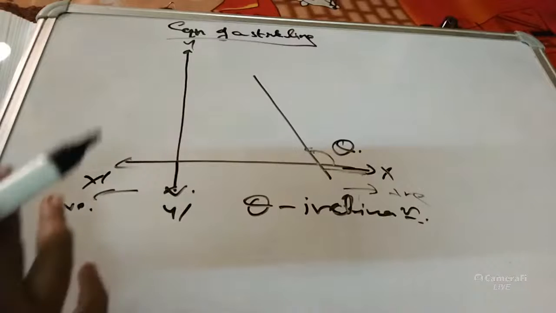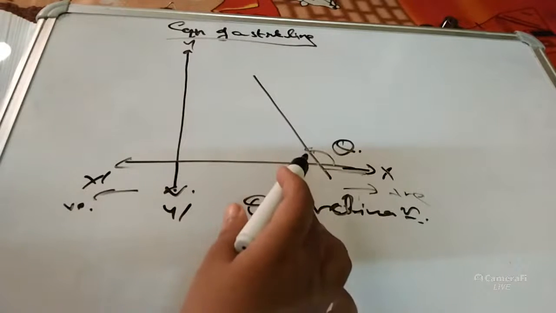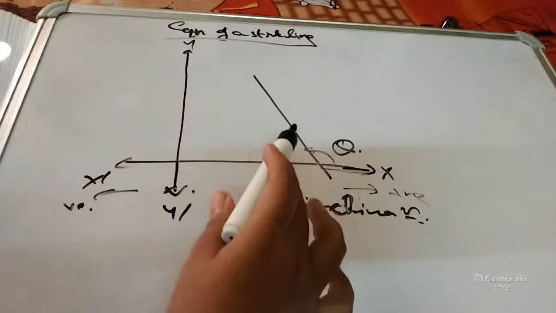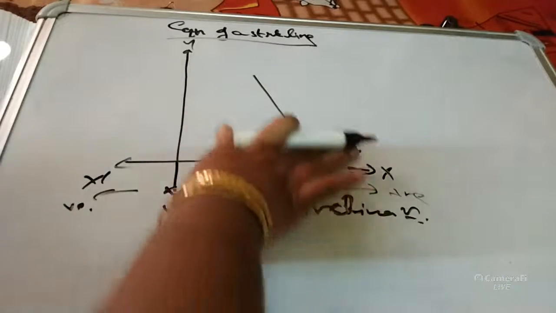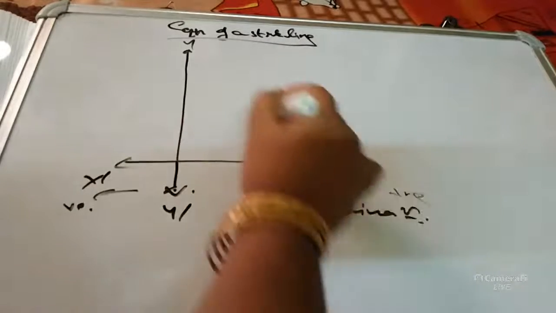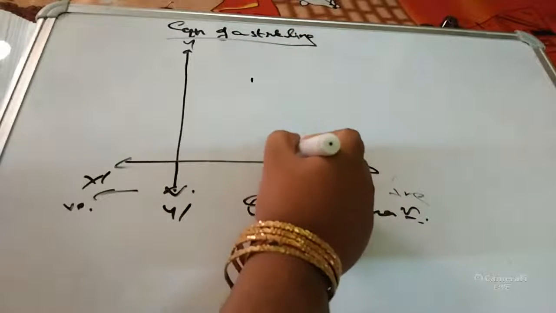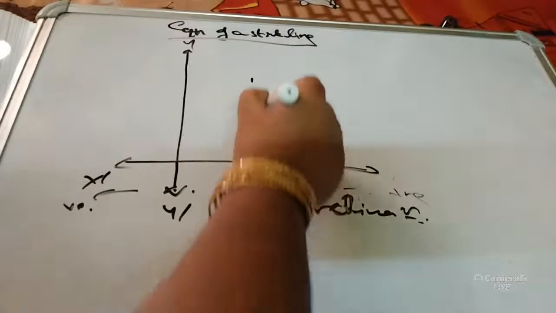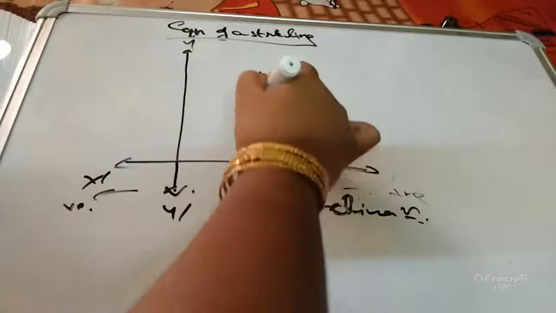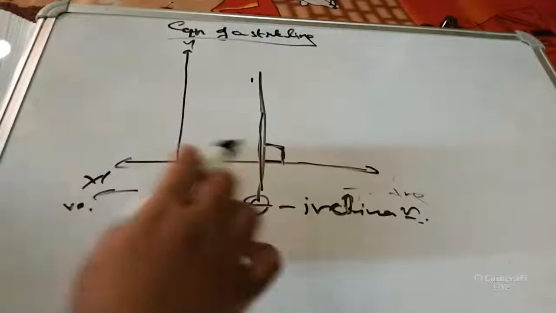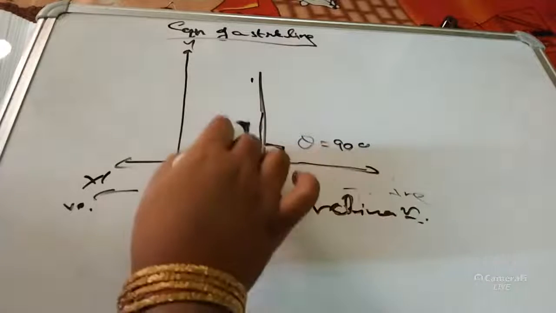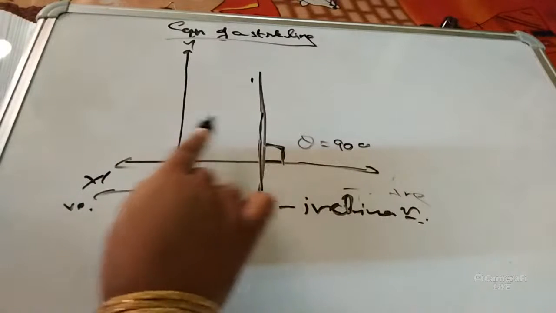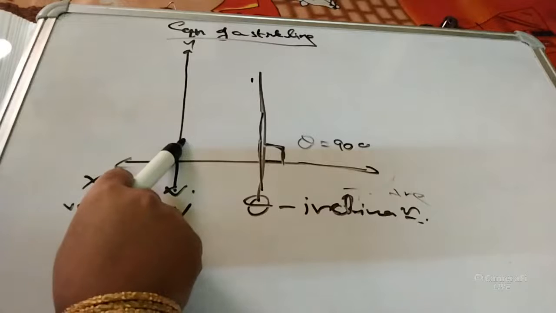Now, according to this angle of inclination, if the line is parallel to y-axis, then it is 90 degrees. Means if theta is 90 degree like this, it will be like this. So this will be the required line. Now if theta is 90 degree, then this line is becoming parallel to y-axis.